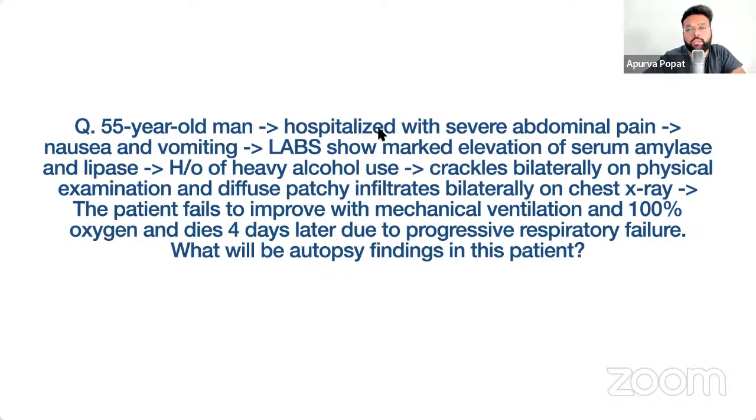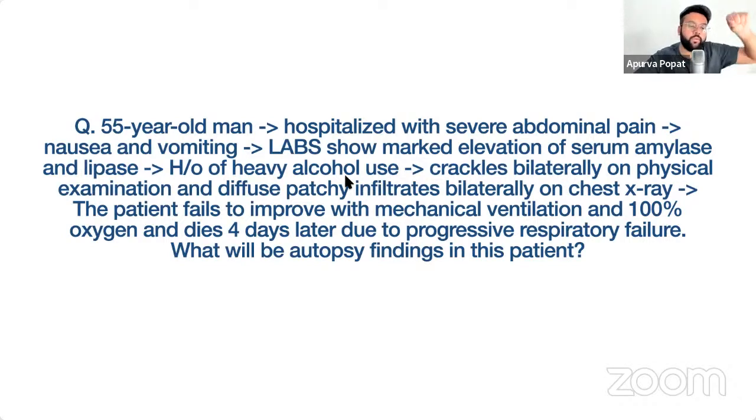A 55-year-old man who is hospitalized with abdominal pain, labs showing marked elevation of amylase and lipase. Epigastric pain with amylase and lipase elevation. Pancreatitis. What do you think? Very good. That's pancreatitis. The patient is already having high alcohol use. Now he is having crackles on bilateral sides. What are you thinking? What is he developing? ARDS. This is ARDS. Okay.